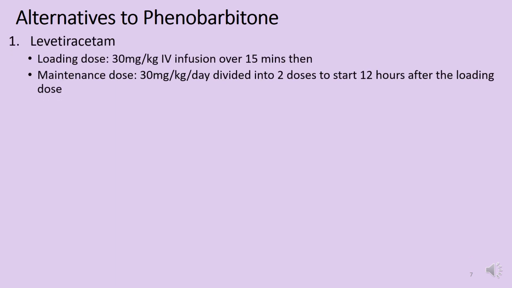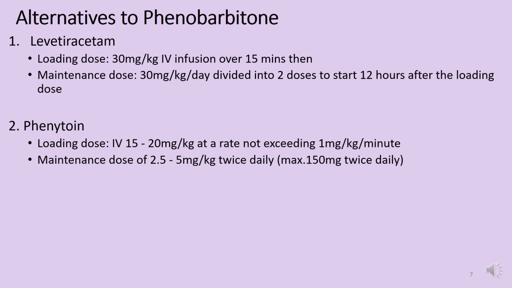Now, sometimes you may have given your diazepam and your child is still convulsing 15 minutes into treatment, and maybe you don't have phenobarb. We have other alternatives. Levetiracetam is the first alternative. If you're going to be using levetiracetam, you give a loading dose of 30 milligrams per kg. This is given over 15 minutes as an intravenous infusion. Later on, you give a maintenance dose of 30 milligrams per kg per day divided into 2 doses. Maintenance doses are usually started at least 12 hours after the loading dose.